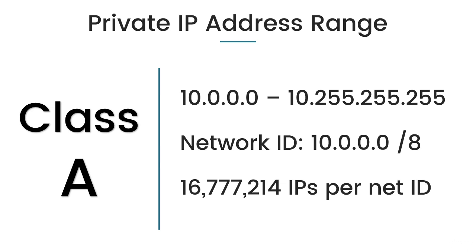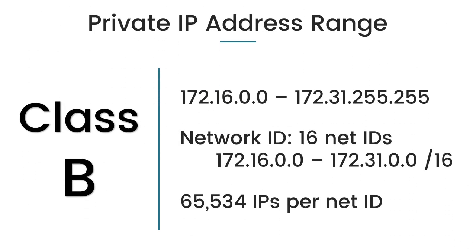The subnet mask equivalent to that is, of course, 255.0.0.0. There's only one network ID here of 10, the first octet. And because the first octet is network ID, that means the last 3 octets, or the last 24 bits, are host ID bits. With 24 host ID bits, you can get 16,777,214 IPs.